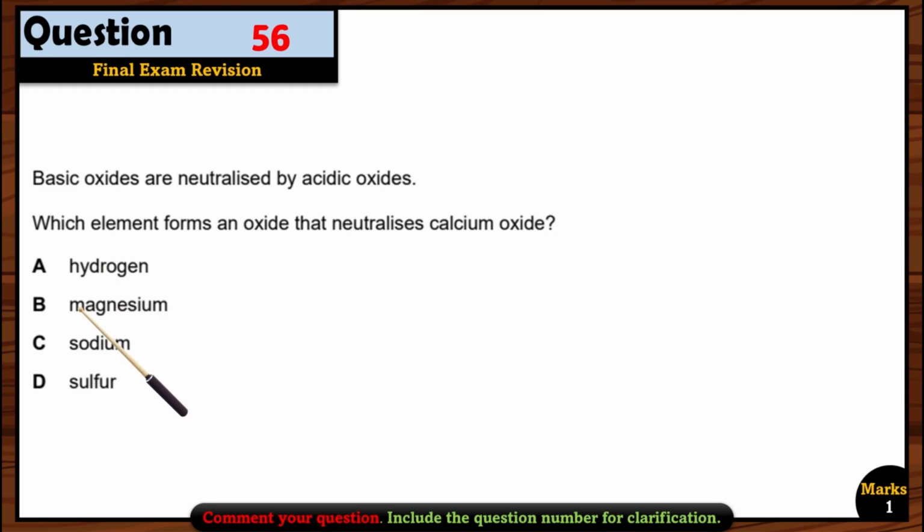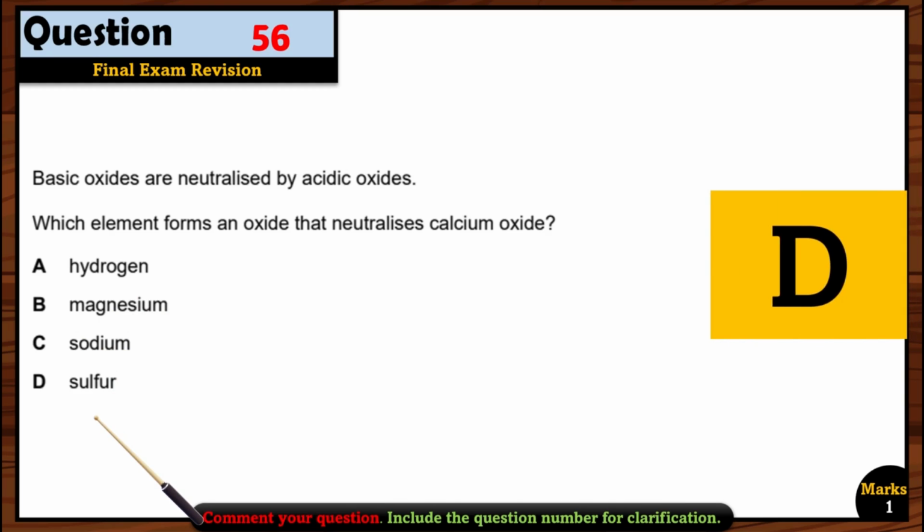It's neutral in nature. Magnesium oxide, sodium oxide, both are metals, so it will be basic. Now we are just left with one acidic oxide, that is sulfur, because sulfur is a non-metal. So option D is correct.